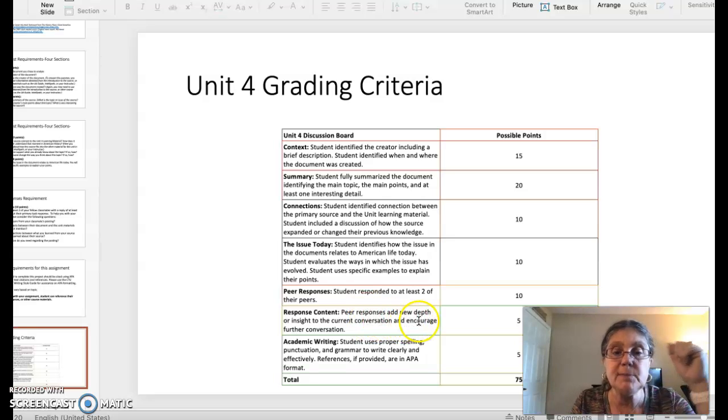Response content: peer response adds new depth or insight to the current conversation and encourages further conversation. Encourages further conversation, pretty key. So make sure you do that. My comments, how many points out of 5? Academic writing: student uses proper spelling, punctuation, and grammar to write clearly and effectively. References, if provided, are in APA format. My comments, how many points out of 5? I tallied up and put it over 75.